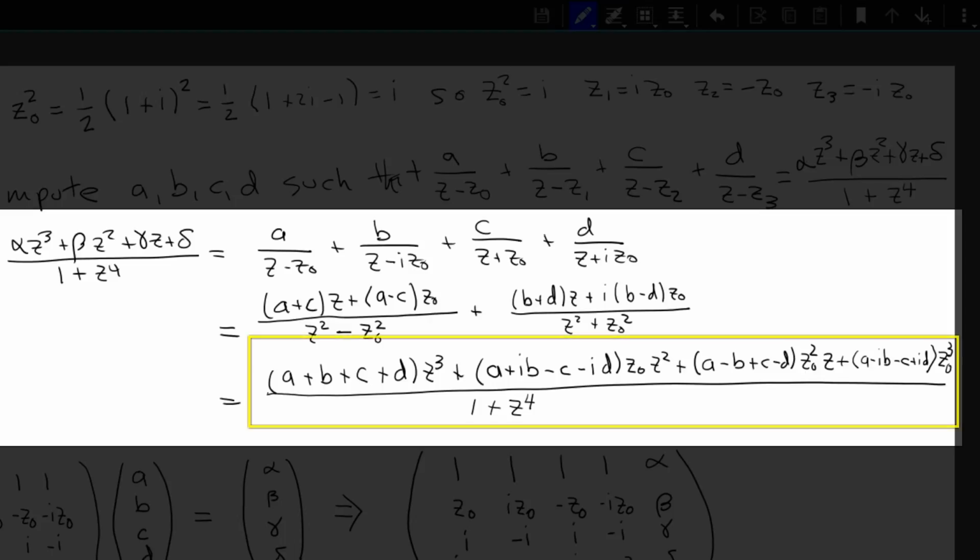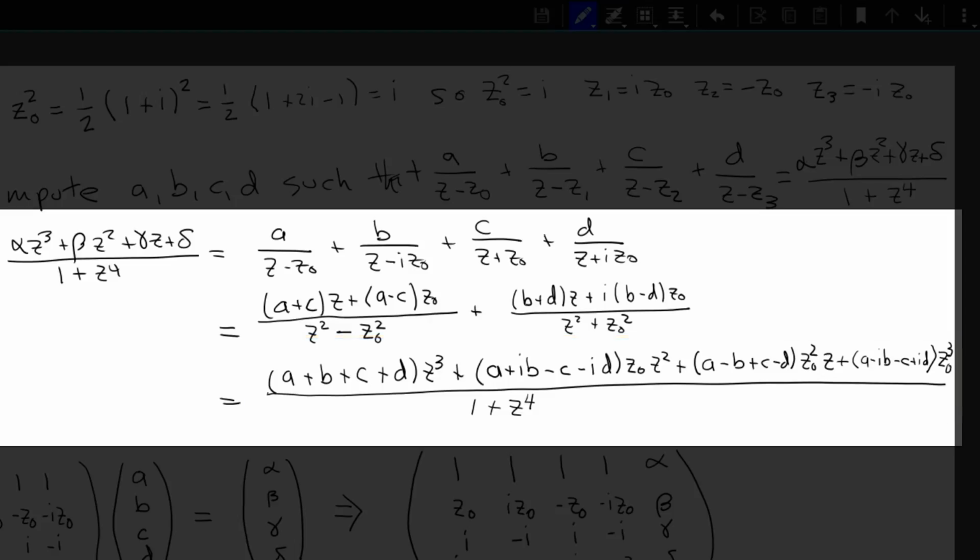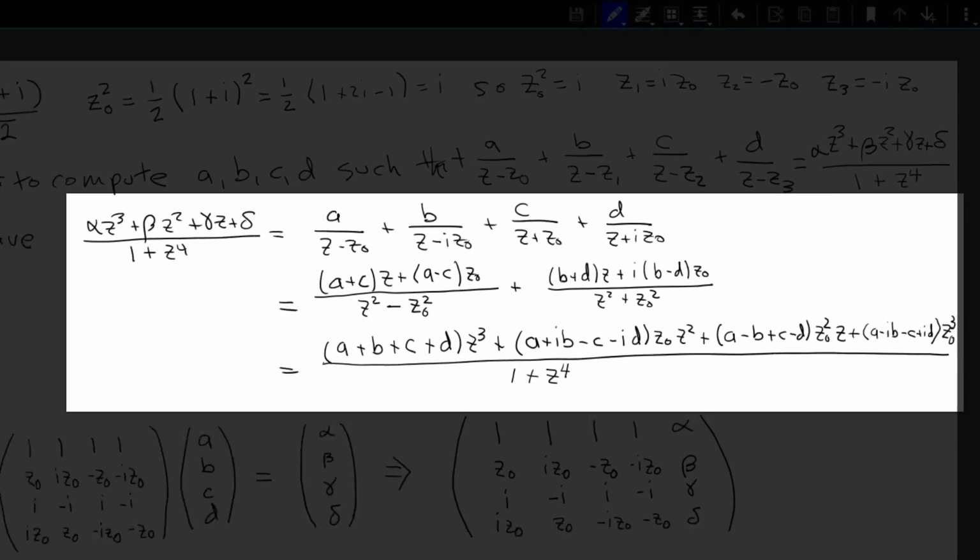We find that we get (a plus b plus c plus d) times z cubed plus (a plus ib minus c minus id) times z0 times z squared plus (a minus b plus c minus d) times z0 squared times z plus (a minus ib minus c plus id) times z0 cubed, and the whole thing is divided by 1 plus z to the fourth. Please be sure you go through that algebra, make sure that you agree that that is what you get.